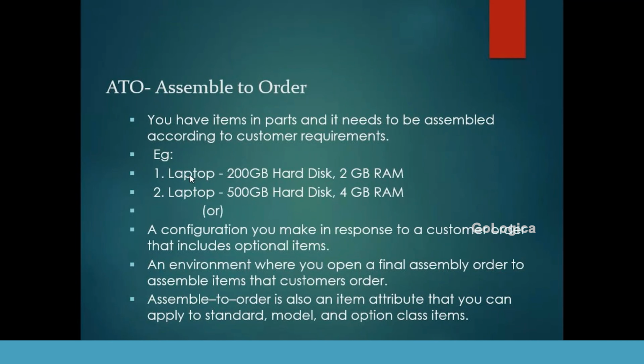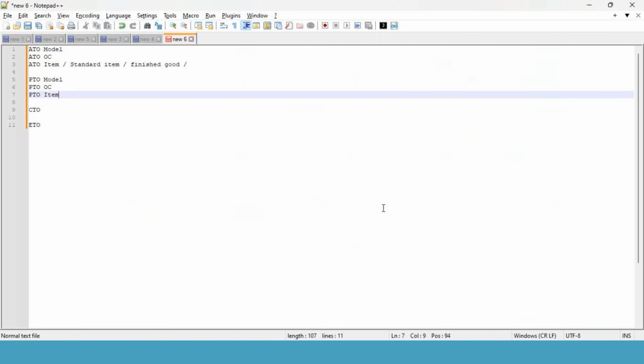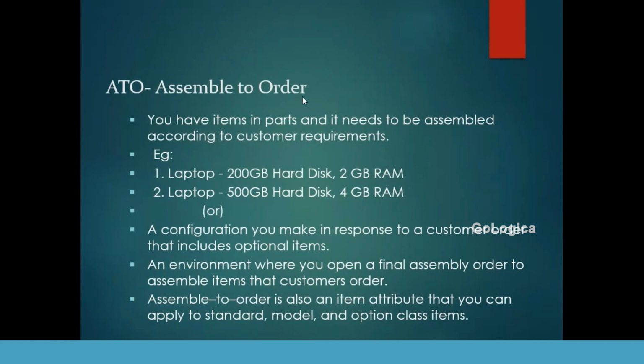The configuration, like suppose we have a laptop with a 200 GB hard disk, 2 GB RAM. All these act as an item for us. And this laptop configuration, 500 GB hard disk, 4 GB RAM, anything. So basically, ATO is just assemble to order. When you buy some mobile on Amazon, they directly give the configurations, 4 GB RAM, 64 GB memory, and so on. Whenever you purchase it, you get it as an assembled phone, completely, and not as a separate part. So that's nothing but ATO.